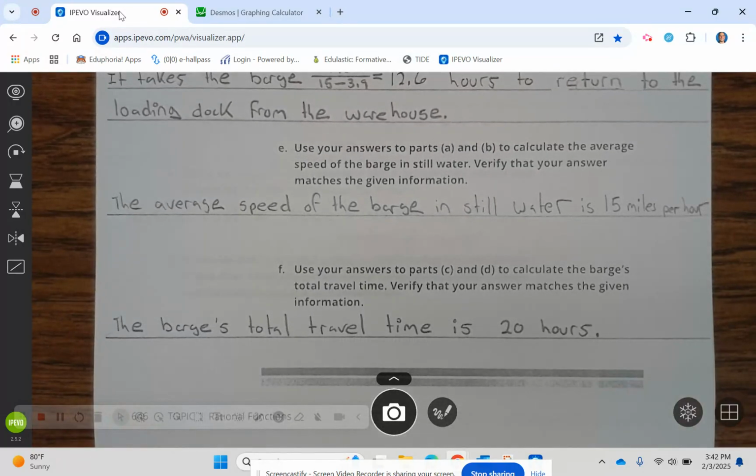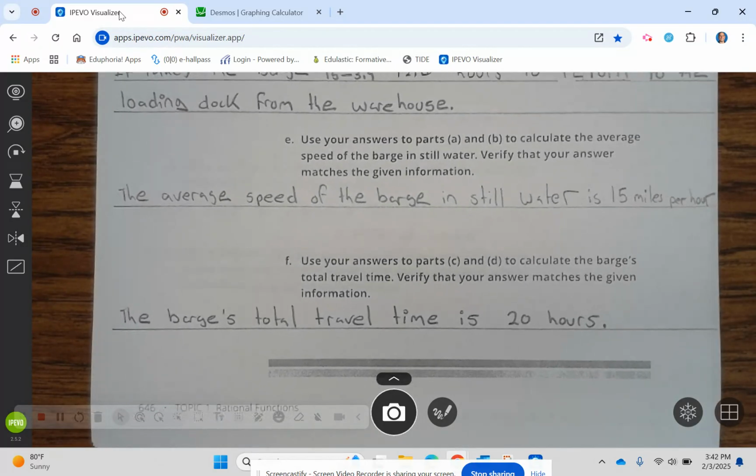E. Use your answer to parts A and B to calculate the average speed of the barge in still water. Verify your answer matches the given information. The average speed of the barge in still water is 15 miles per hour. F. Use your answer to parts C and D to calculate the barge's total travel time. Verify that your answer matches the given information. The barge's total travel time is 20 hours. All right, let's take a look at the next page.